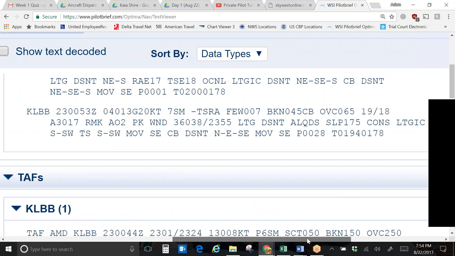Somebody want to give this one a stab? This one right here. Okay, the 23rd day. Well, what city? Is that Lubbock? That is Lubbock. Where's Lubbock? West Texas. The 23rd at 0053 Zulu, from 040 with 13 knots wind, gusts up to 20 knots, 7 statute miles, and light TSRA.